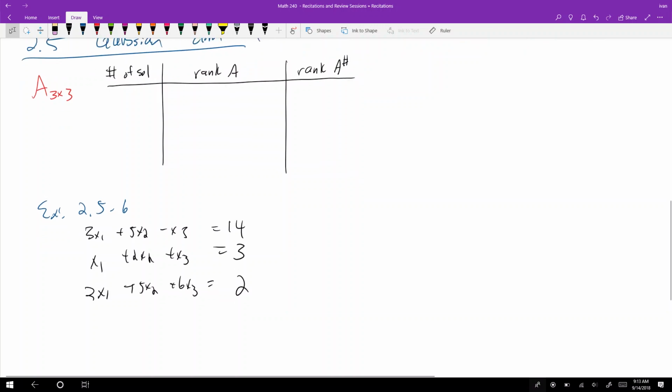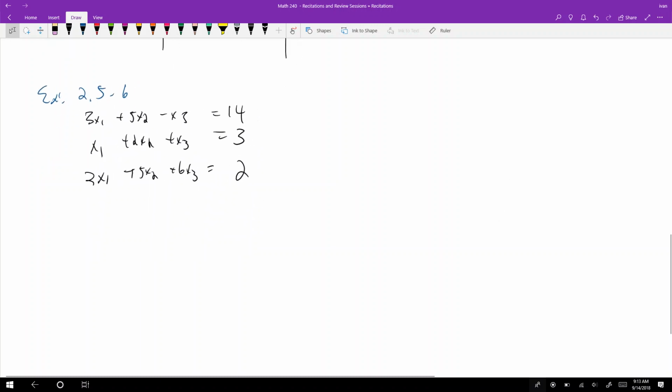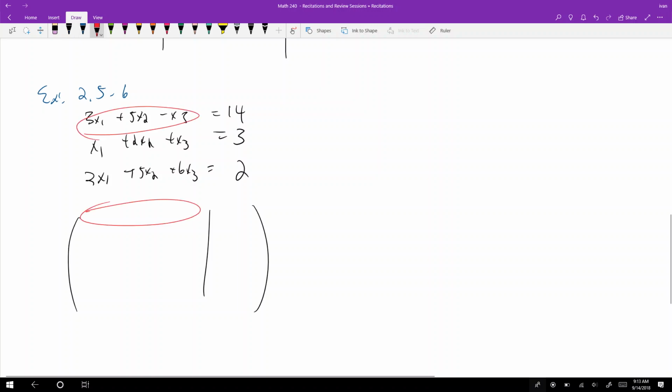Okay, and so how do we set this up? Well, we want to write these in terms of a matrix. So I just put the coefficients of the rows into this matrix on the left-hand side. So this is 3, 5, negative 1. This is 1, 2, 1. And this is 2, 5, 6. All right, and then I put these into the right-hand side. And so I'll have 14, 3, 2.